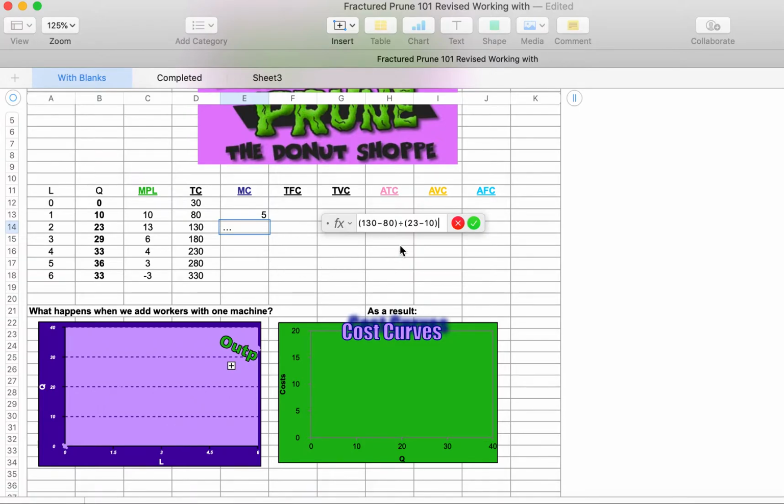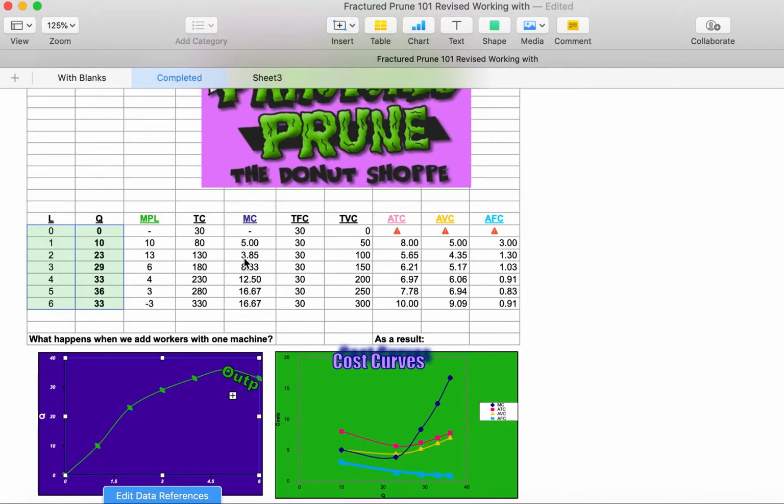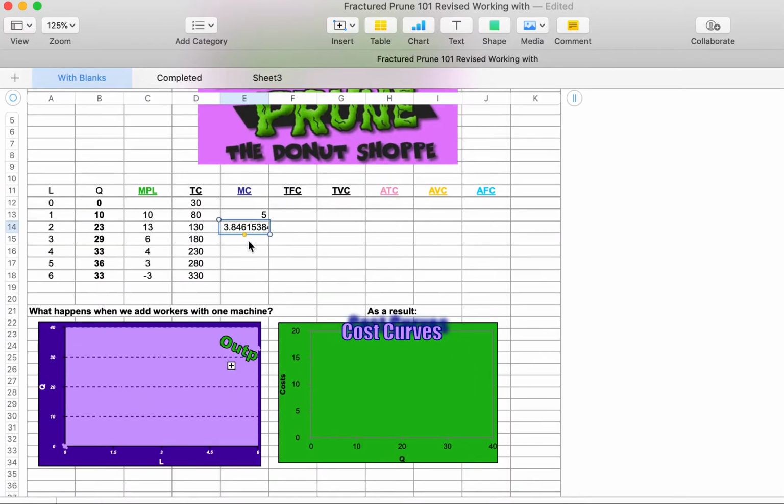I'm going to double check, make sure I haven't missed any parentheses this time. I did not. And 3.8 something is what I get. So my bills went up by $50 when I made another 13 units. 50 divided by 13 would be somewhere under 5. Sounds about right. Let's see what I had in the past. Yes, I already have it, so good. No boo-boos there. So let me do another one, just for more practice.